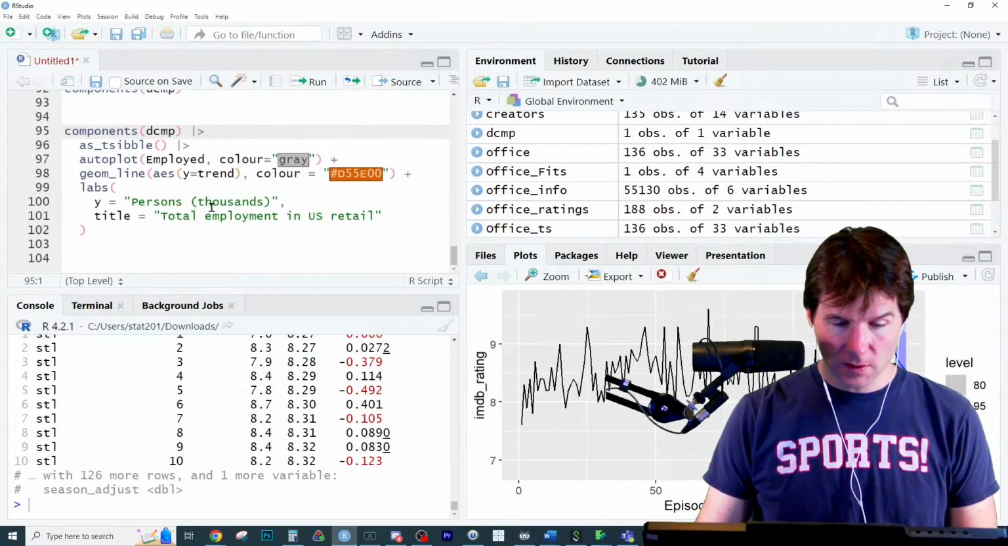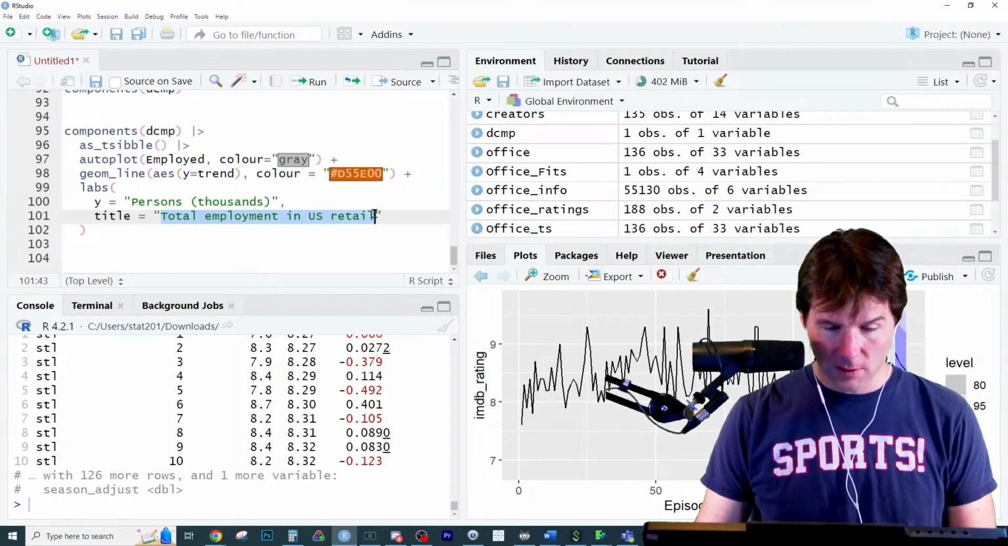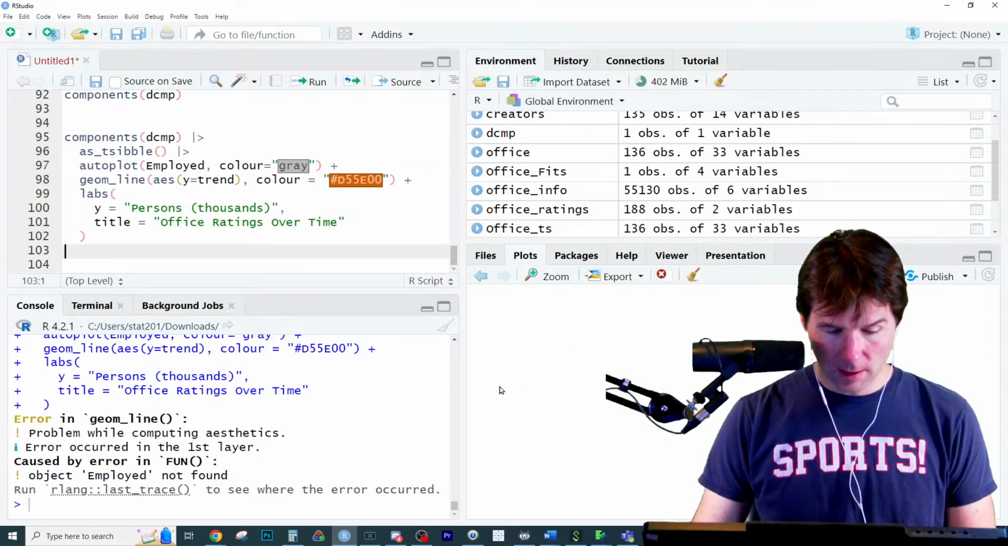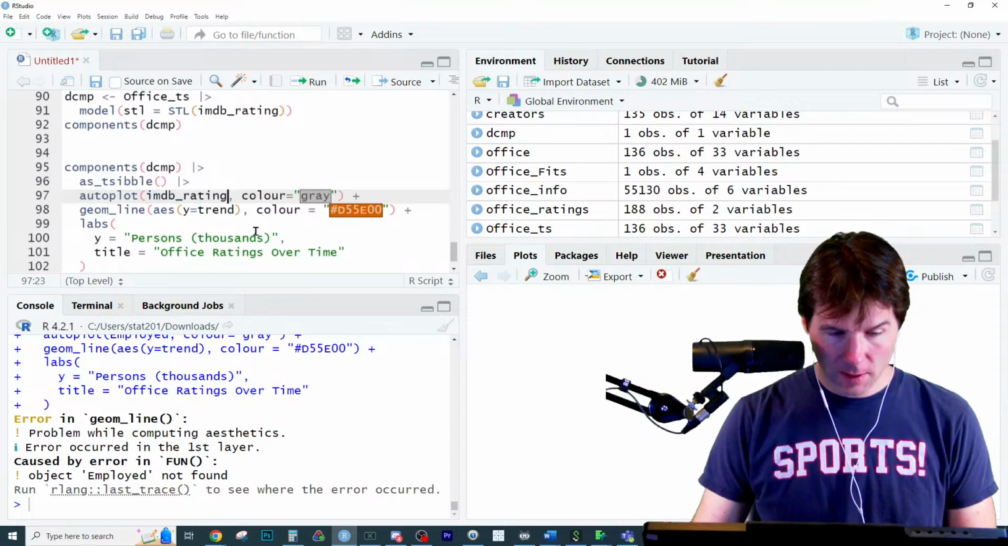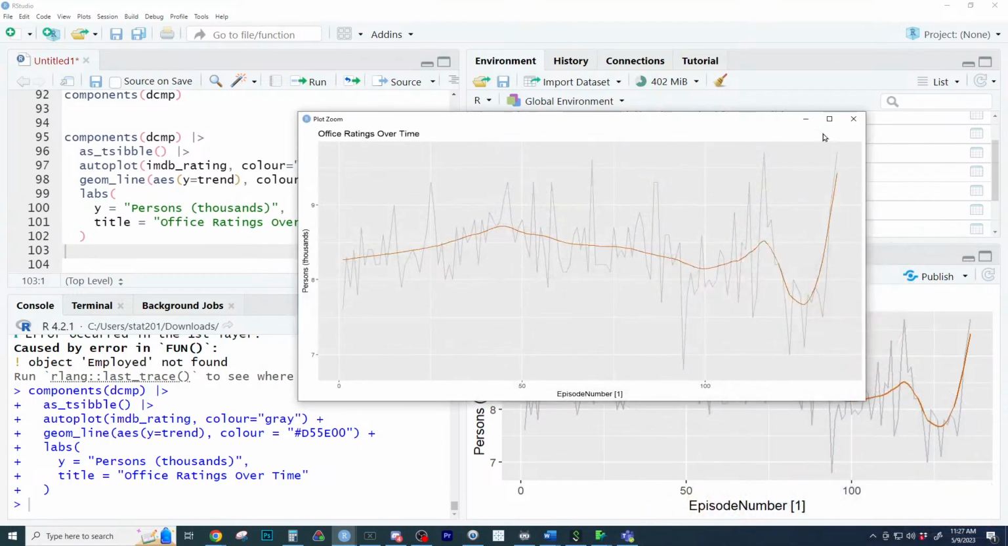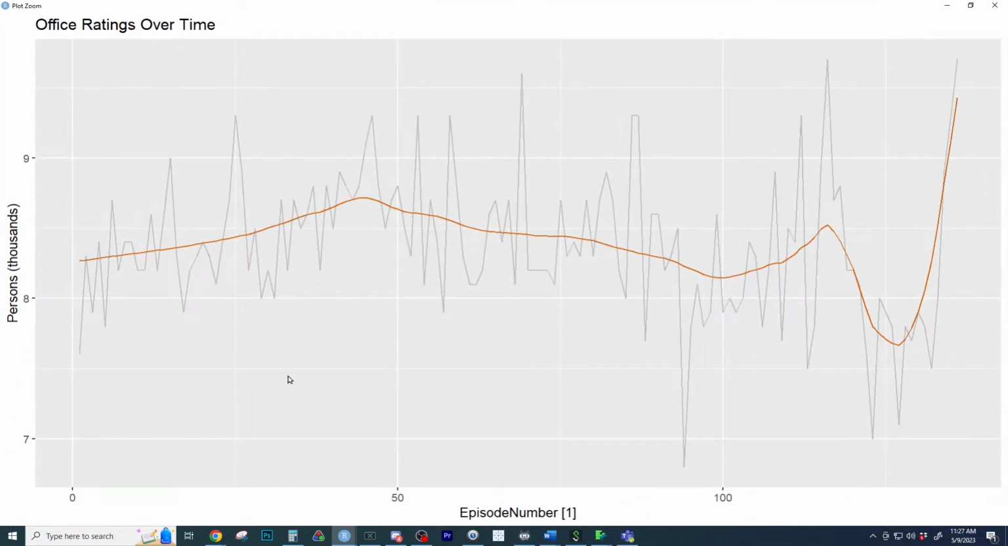And now we can do this. Title is Office Ratings. And it got mad, employed not found. IMDb rating, change that. And there you go. Man, look at that dip at the end of it. And we could change some colors here. But yeah, The Office did kind of hit a peak around episode 48 or so. And you can see there was a huge dip towards the final episodes, but this is a smoothing trend across the data.